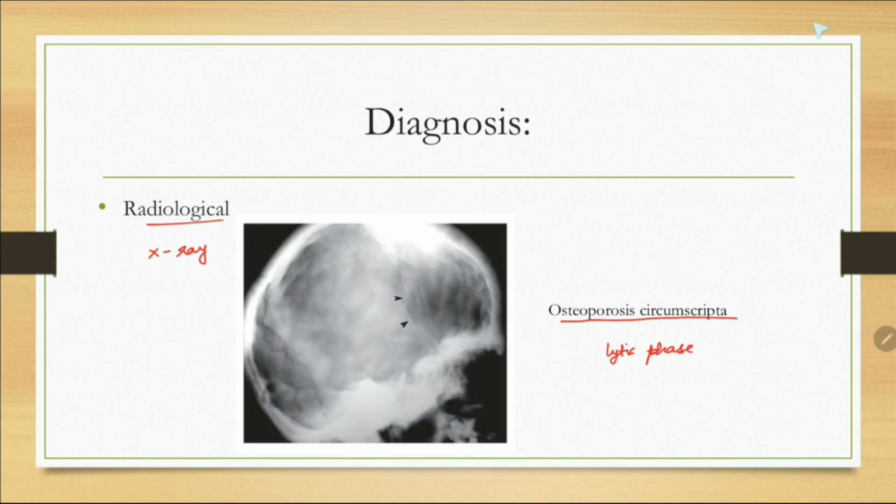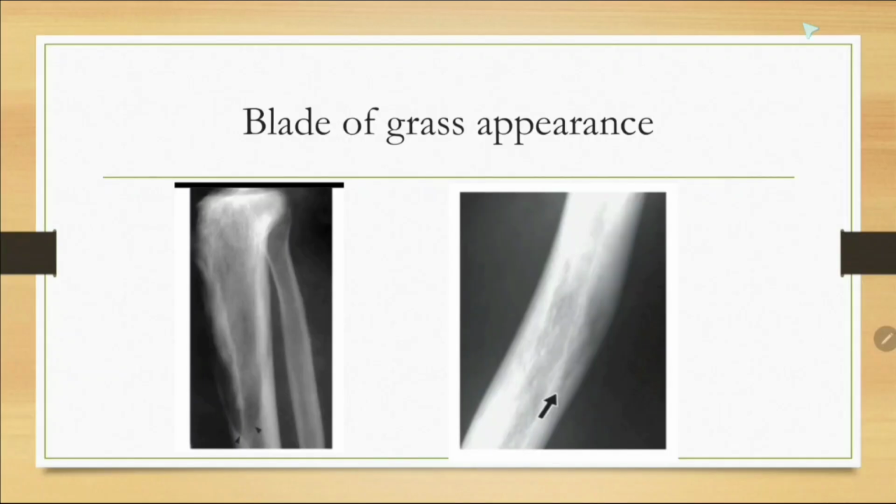So now this is an X-ray of the tibia bone. It shows a wedge-shaped area of osteolysis in the diaphysis which resembles the shape of a blade of grass. So it is called the blade of grass appearance. Even in this picture we can appreciate the osteolysis area. This is also seen in the lytic phase of Paget disease.